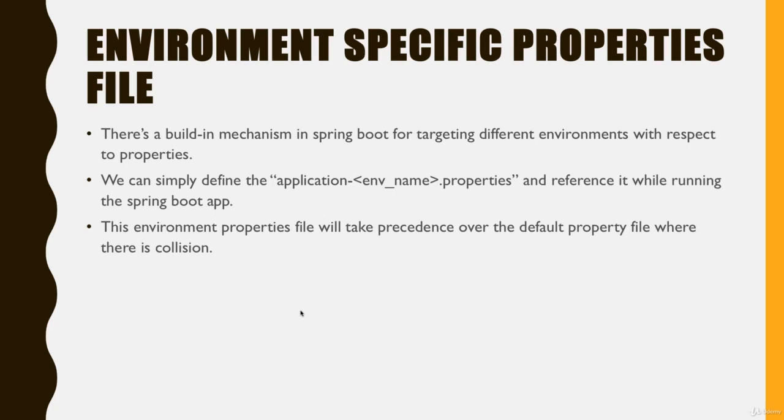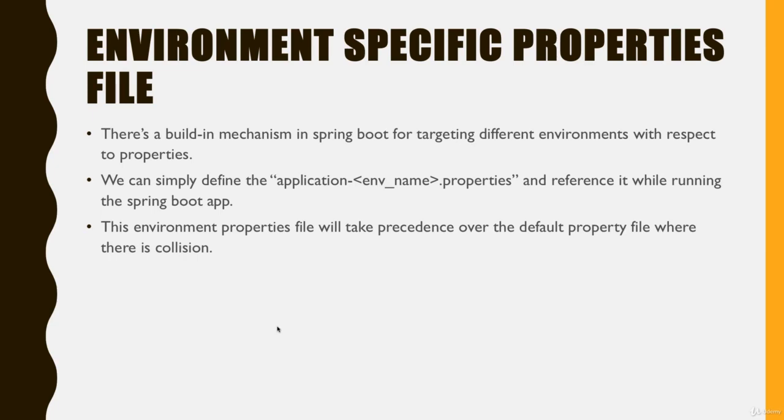So what if you have more than one properties file? I have application.properties, application-QA.properties, and application-prod.properties. The property file that you are referencing while running your app always takes precedence over everything.